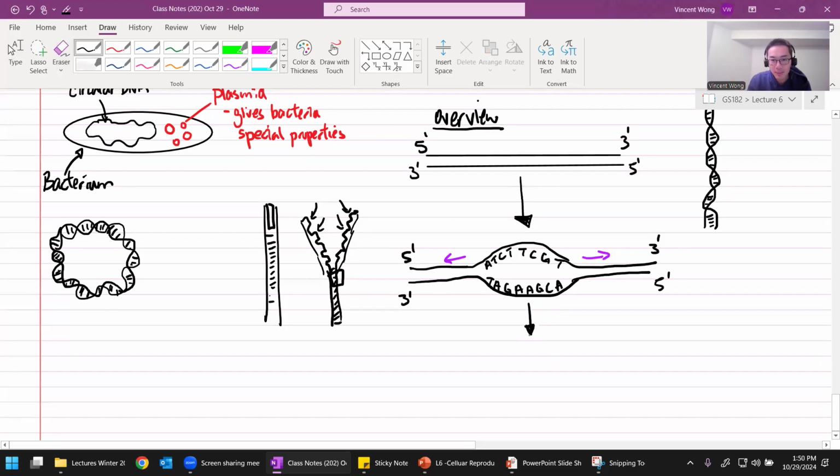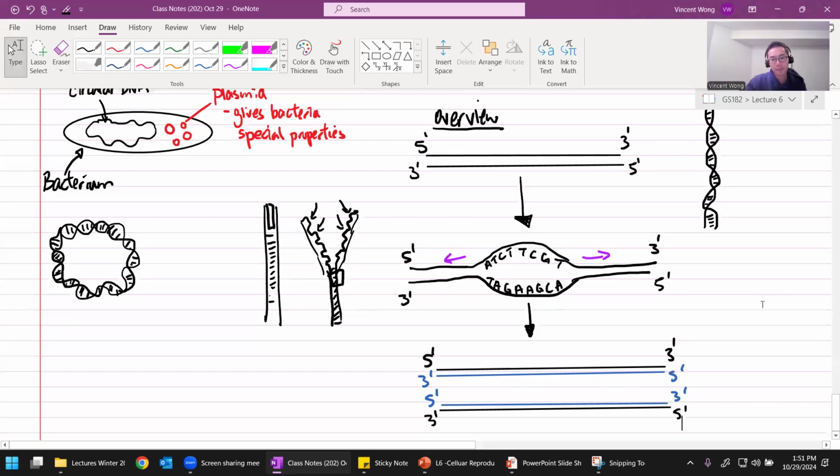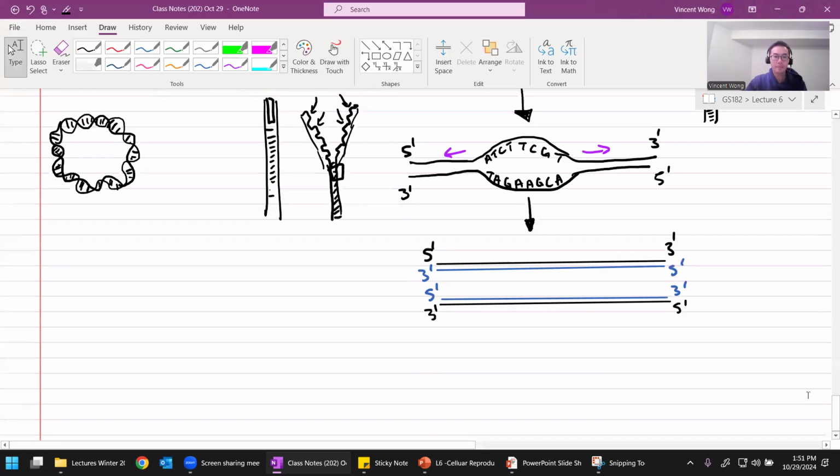And then what happens is afterwards, you will basically have the original 5 to 3 here, and you will be building the missing half. This is, of course, 3 to 5. It's always anti-parallel. And then you will have the other half here, like that. Okay? That's the overview.